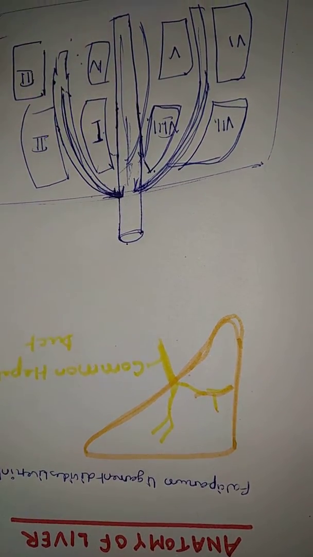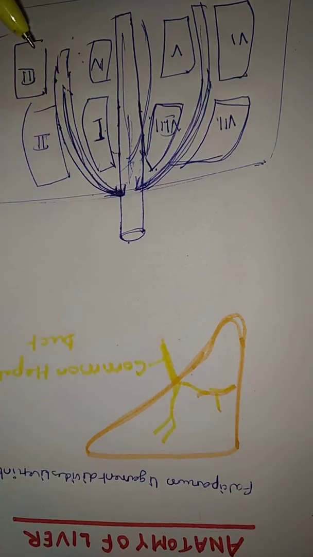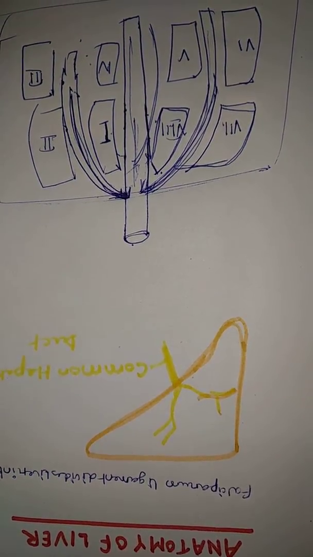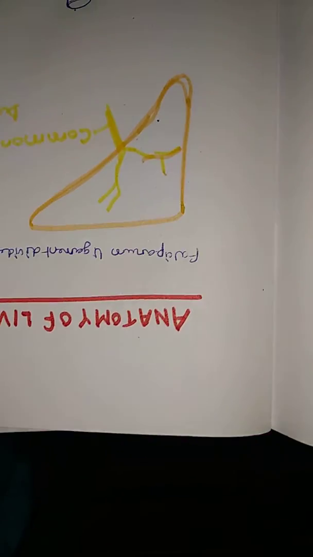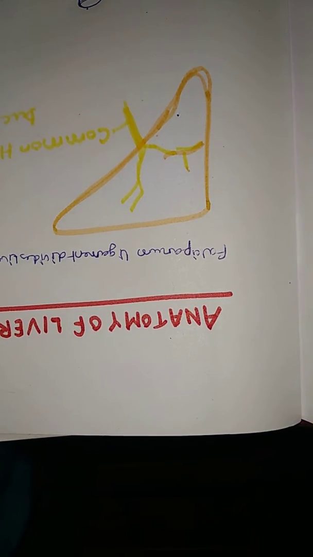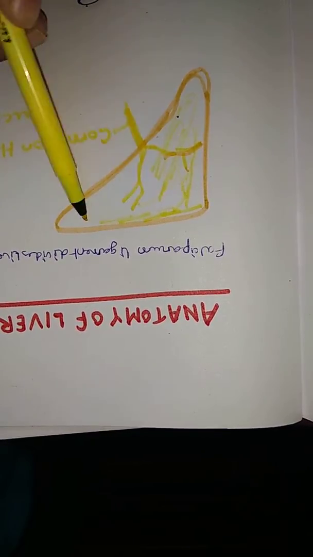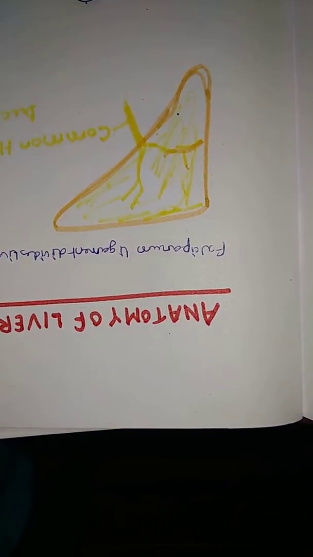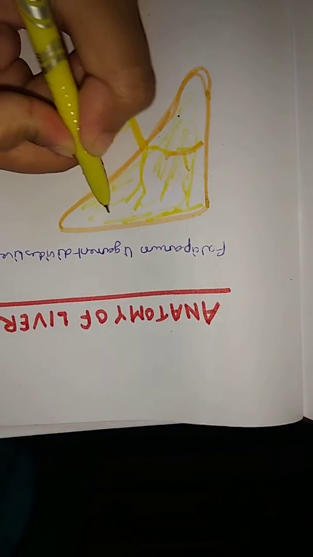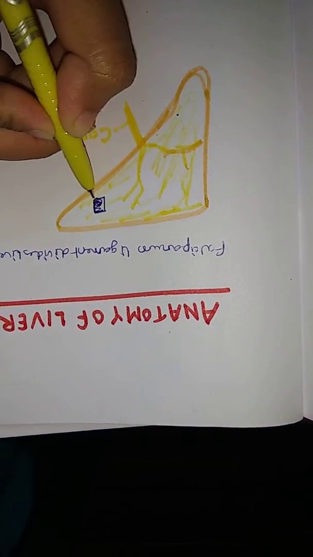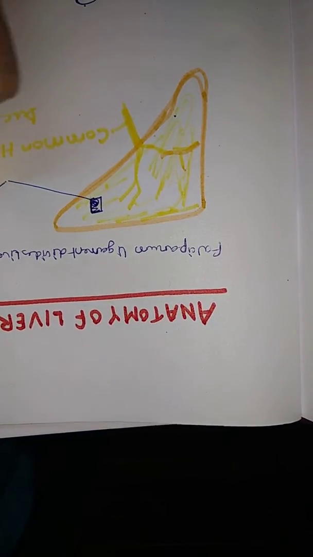Just remember this. Next, let us come to the acinus, the functional unit of the liver, which is the most important thing. Here in this diagram we will first discuss the hepatic lobule. The liver has an uncountable number of hepatic lobules. Suppose I have taken a segment of the liver. Now this segment can be visualized.